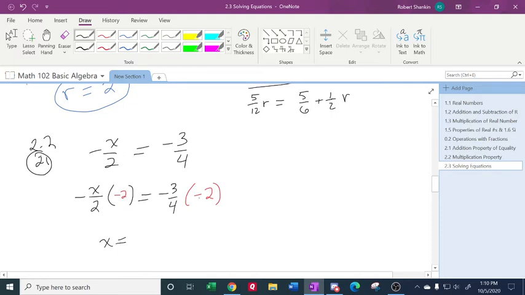On this side, negative divided by negative is positive. I'm going to make this into a fraction. So I notice these 2 signs kill each other off. This, divide by 2, and I'm going to get 3/2. 3 times 1 over 2 times 1, 3/2.